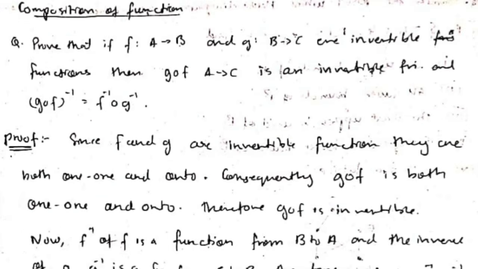In this question we have been given f and g, okay. f is from A to B and g is from B to C. These are invertible. That means f can be written as f inverse also, and g can be written as g inverse also. We have to prove that g of f, which is from A to C, is also invertible.